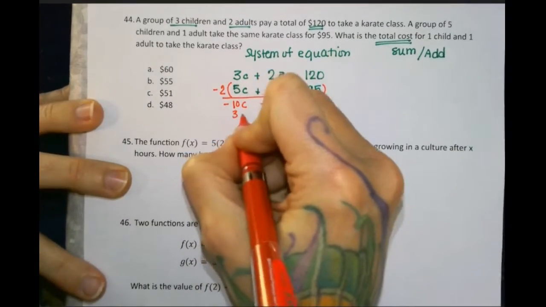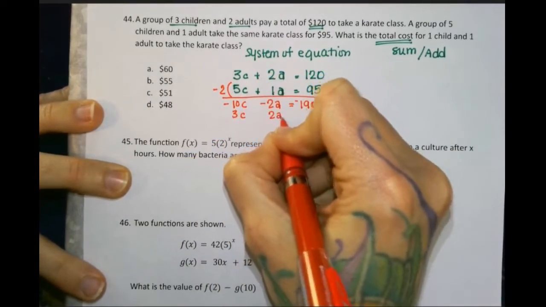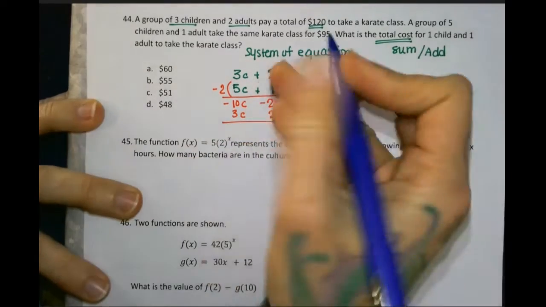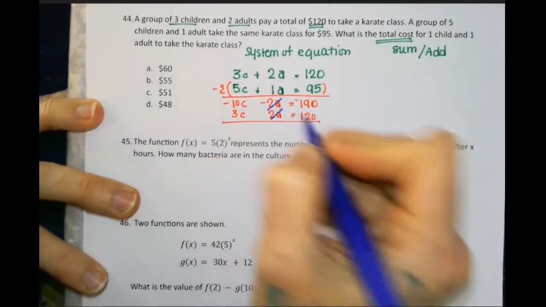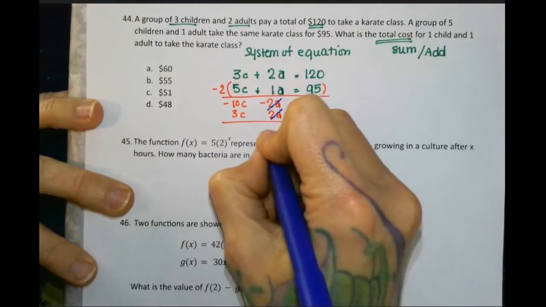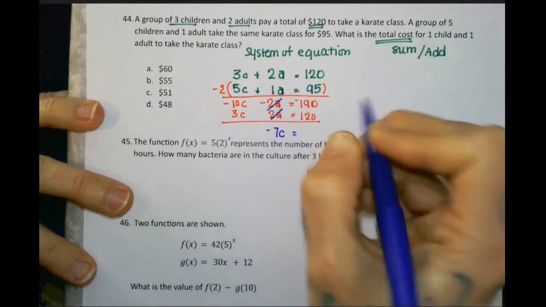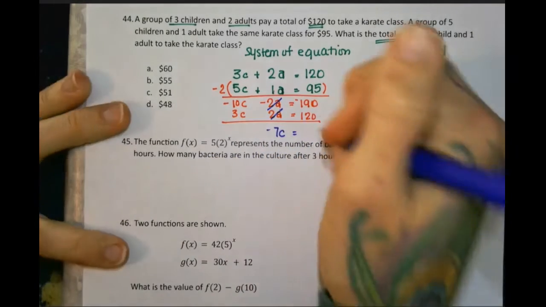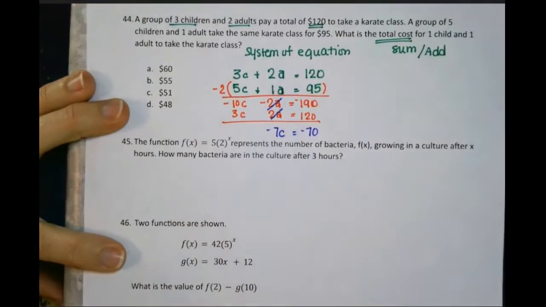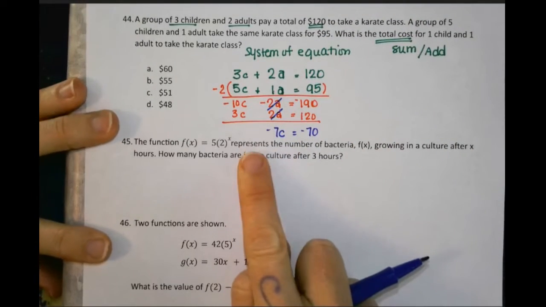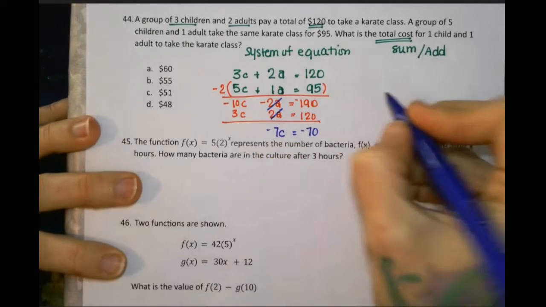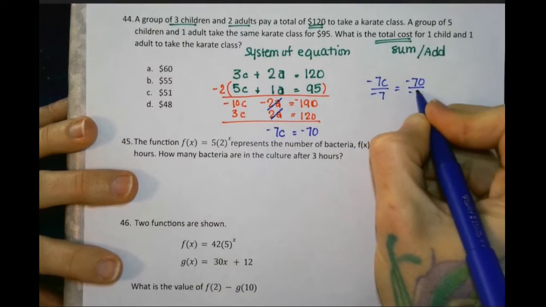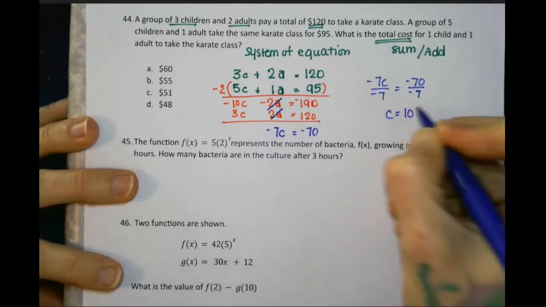And then we're going to bring down the one we had before. And then we're going to work straight down and add. And when you work straight down and add, these are going to cancel out. -10c plus 3c gives you a -7c for children. And then a negative, I owe you $190, but I pay you $120. I'm going to owe you $70. -7c is -7 times c. The inverse operation of that is going to be division. So we're going to divide by -7. So -70 divided by -7, c equals a positive 10.